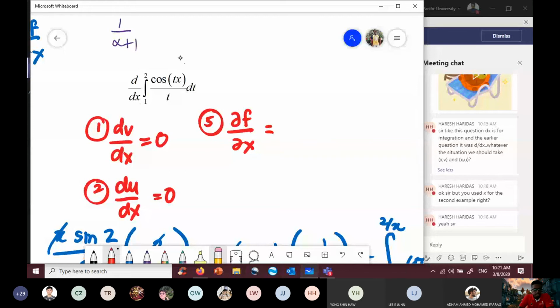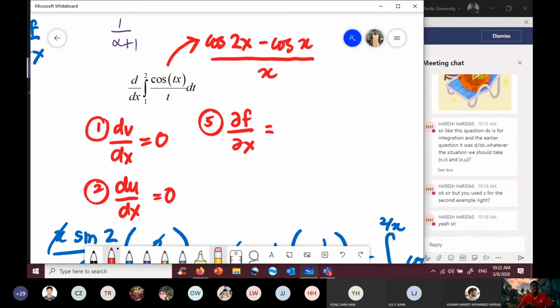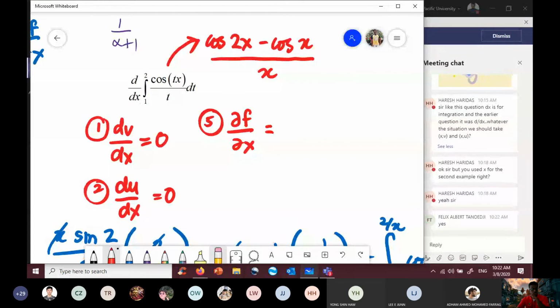So I want you guys to try this out. Just let me know, did you get the same final answer as me, which is cos 2x minus cos x over x. This is the final answer that I got. So did you get the same thing? Just let me know in the chat. Okay, Felix got it. Nice, nice.